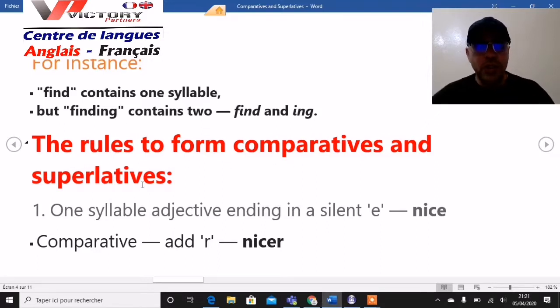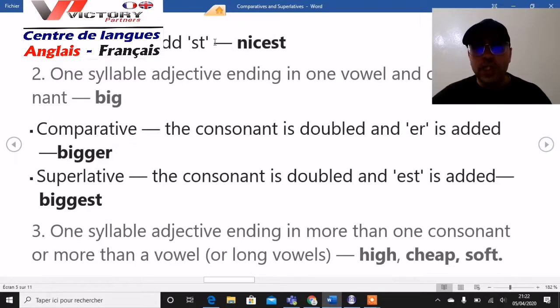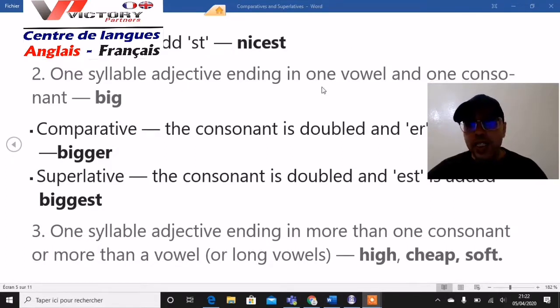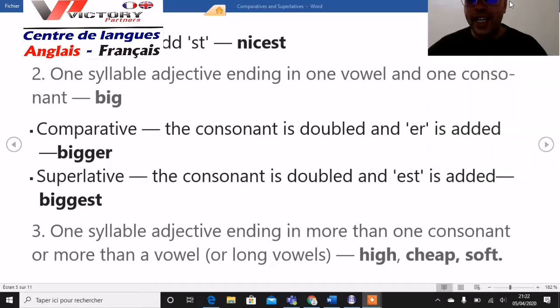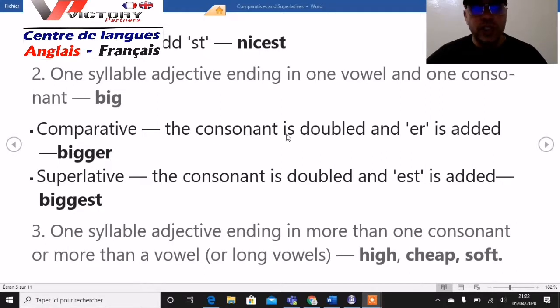The rules to form comparatives and superlatives. Number one, syllable adjective ending in a silent E, like nice, we add R. So nice, nicer. Superlatives, we add ST, nicest. One syllable adjective ending in one vowel and one consonant, like big. So it ends in one consonant, one vowel and one consonant. It means we have got one vowel before the consonant. Comparative, the consonant is doubled and ER is added, like big, bigger. Superlative, the consonant is doubled and EST is added. So here we are going to say biggest.